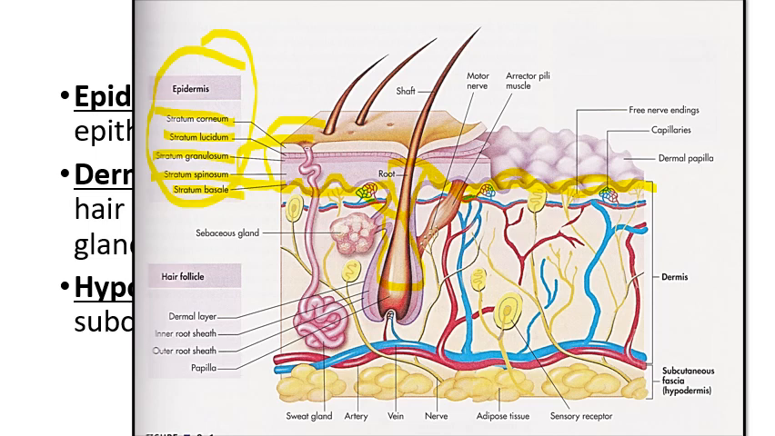Okay, then underneath the epidermis, you can see here we have the dermis, all of this, and you see blood vessels, hair follicles, sebaceous glands, and nerves. And then underneath that you have the subcutaneous fascia, or the hypodermis, which is made of mainly just fat tissue, called subcutaneous fat or subcutaneous adipose tissue.